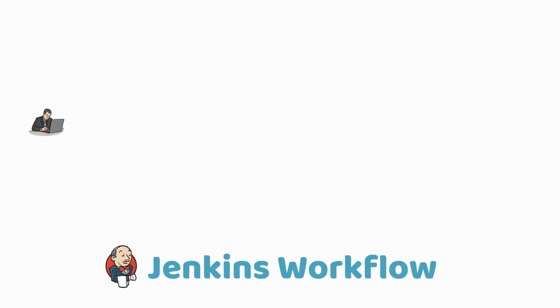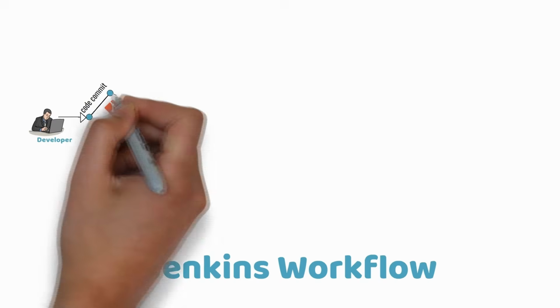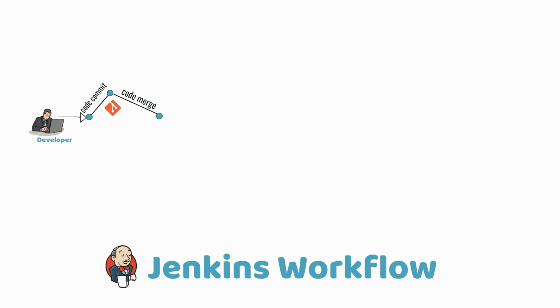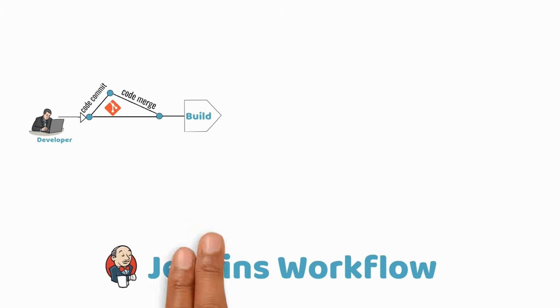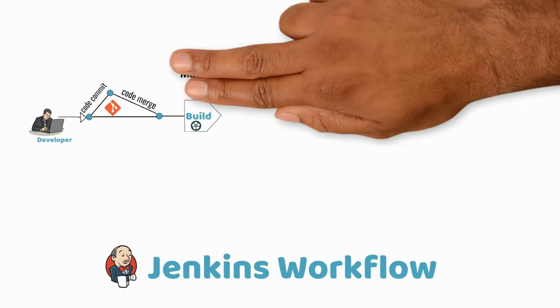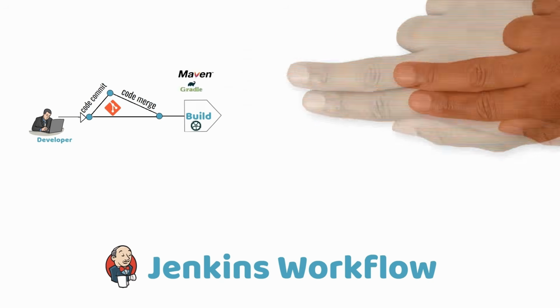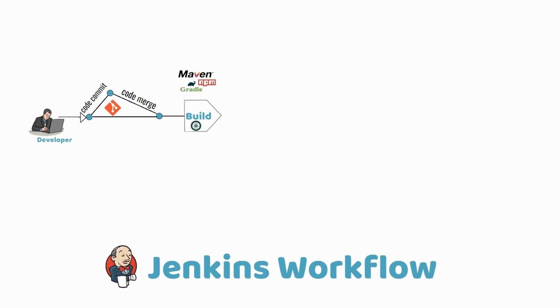Let's say you have multiple developers working on a feature. They would commit the code to a version control system on their feature branch using a pull request. Code will then be merged to the deployment branch once it is approved. As soon as the code is merged, Jenkins would trigger a build with the help of a webhook using tools such as Maven, Gradle, npm.